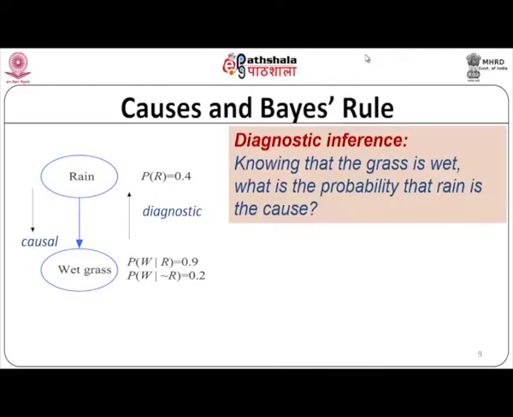Now, the causal inference we have seen before. What is diagnostic inference? Knowing that the grass is wet, what is the probability that rain was the cause?